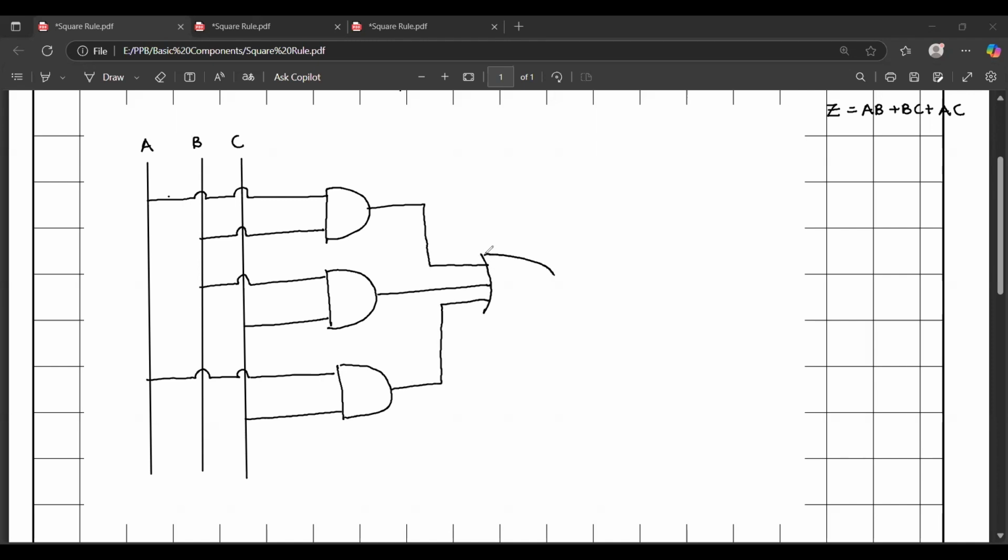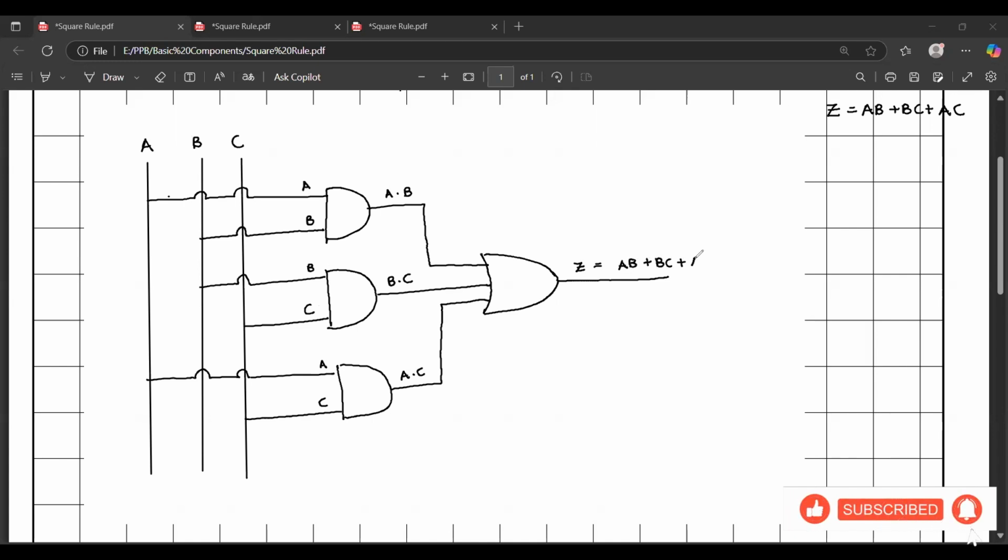So now you can see the output is perfect. Why? Here we have A, here we have B, and the output will be A dot B, and here we have B, and then C, the output will be B dot C. Here we have A, here we have C, so the output will be A dot C. When we pass it through an OR gate, the output can be found out by AB plus BC plus AC.